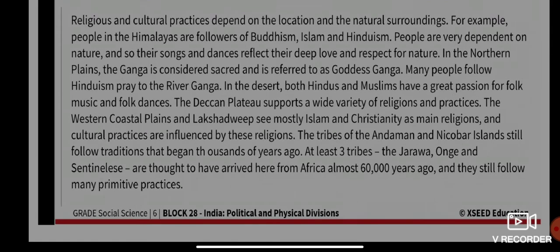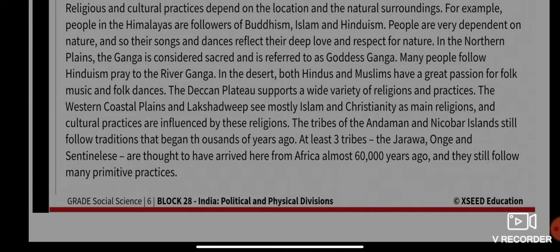Similarly, in the northern plain, the Ganga is considered a sacred river, and it is referred to as goddess Ganga. So many people follow Hinduism and pray to the river Ganga. People in the northern plains, almost all of them, are Hindus. Similarly, in the desert, both Hindus and Muslims have a great passion for folk music and folk dances.